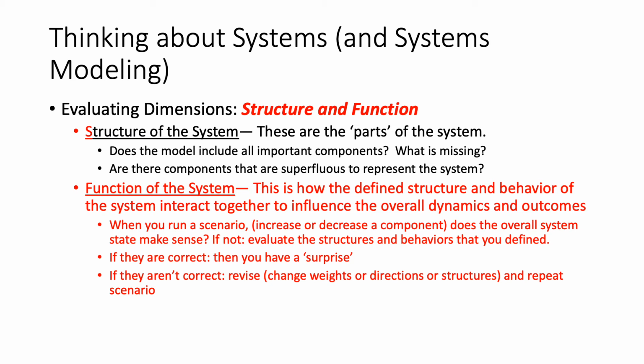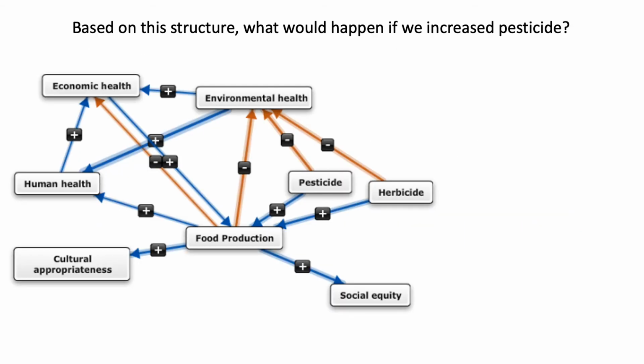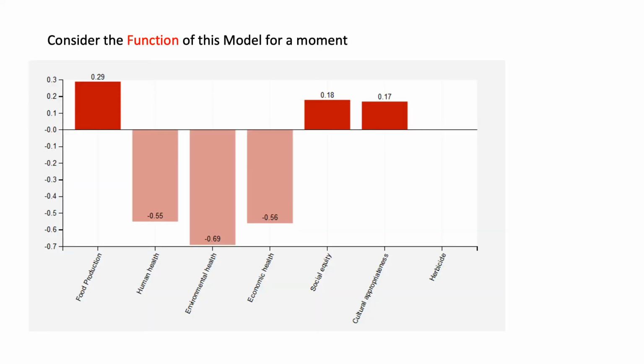Now let's look at evaluating the function of the system or the model in our exemplar model for this video. So looking at our exemplar model, we can evaluate the function by asking ourselves, based on the structure, what would happen if we increase the pesticide? So if we are considering the function of this model for a moment, what we could do is increase the pesticide and run a scenario. So this is a scenario output that you might be familiar with from the previous video in the mental modeler software.